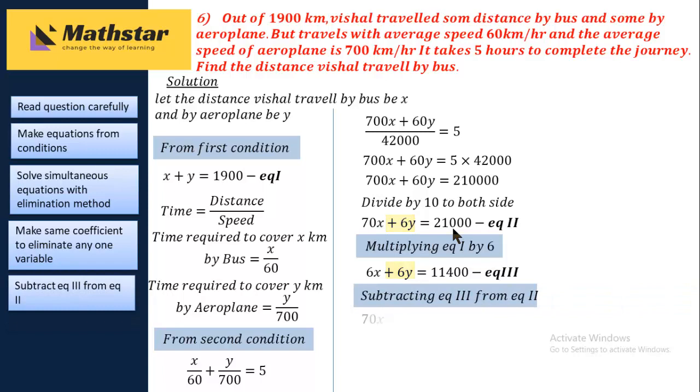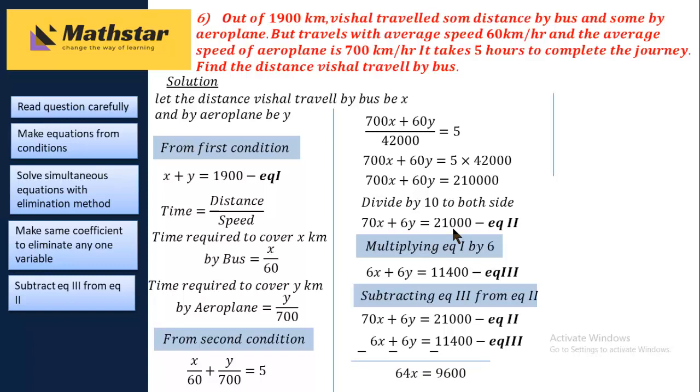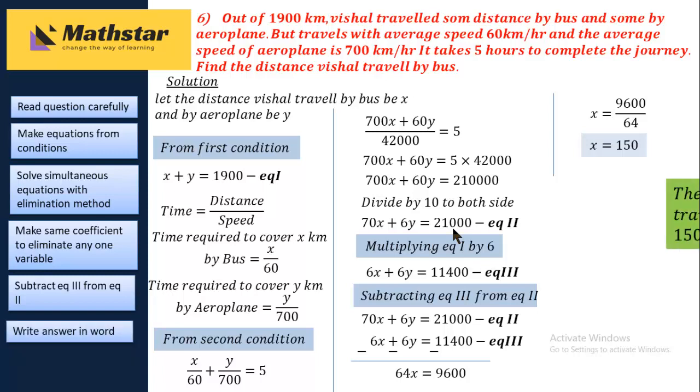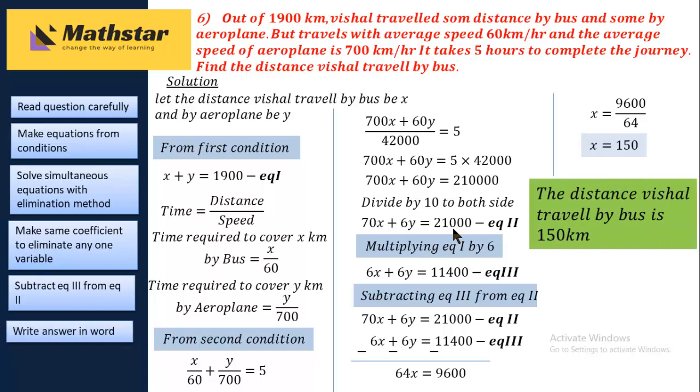After subtracting, we get 64x = 9,600. After solving, we get the value of x is equal to 150. That is the distance we shall travel by bus. So, write the answer in words and try to solve the same type of problems from problem set 1.